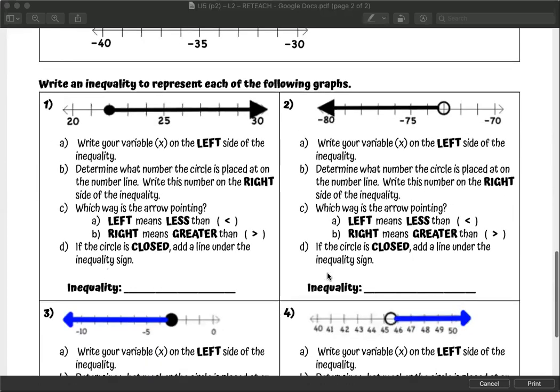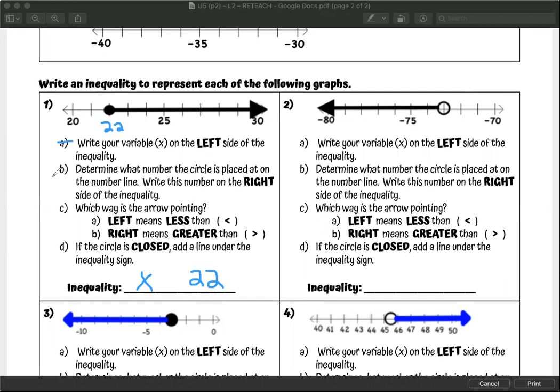Let's look at a graph to writing an inequality. There's a lot of writing here that I'm going to go through. First off, it says write your variable x on the left side. We're going to use x every single time, so I'm just writing x right away. Then we're going to determine what number the circle is placed at on the number line. So we've got 20, 21, 22. So the number in our inequality should be 22.